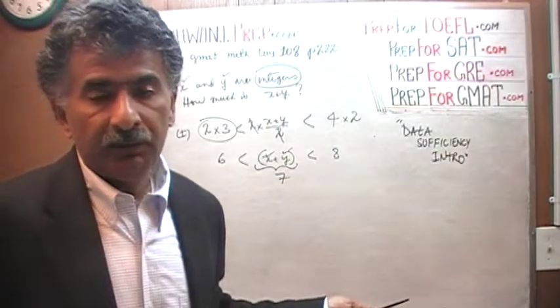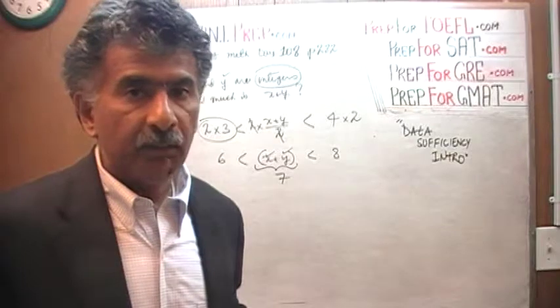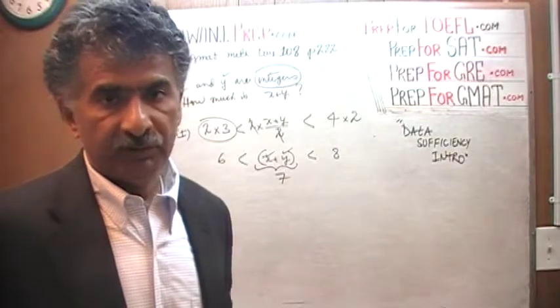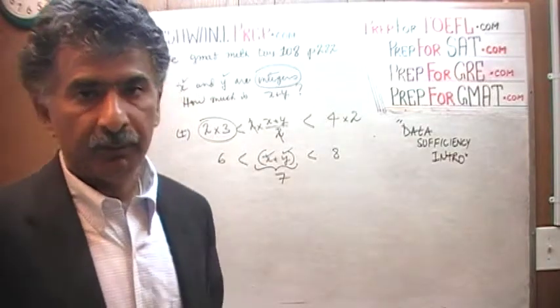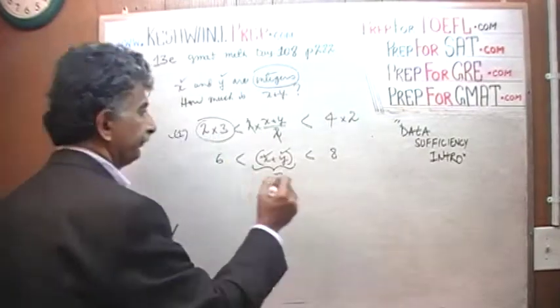Even though we do not know the individual values of x and y, it's okay, because we're not interested in their individual values. The question simply is, what is their sum? And the answer is 7. So the first statement does the job.